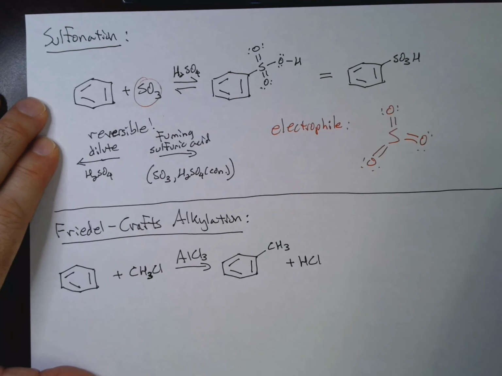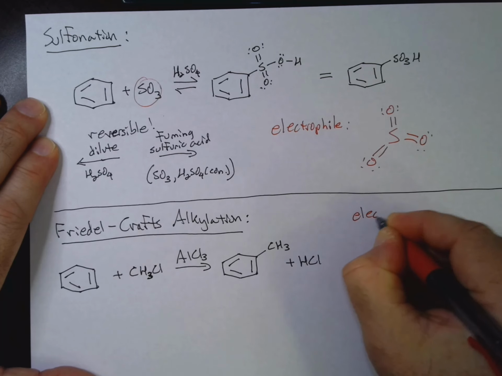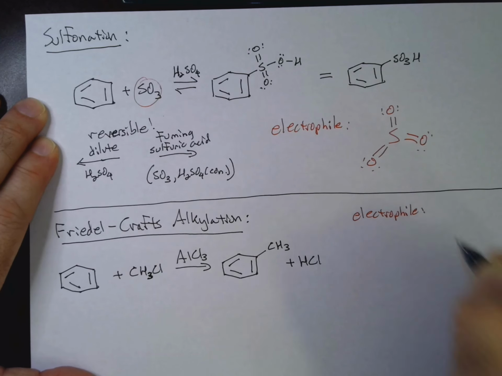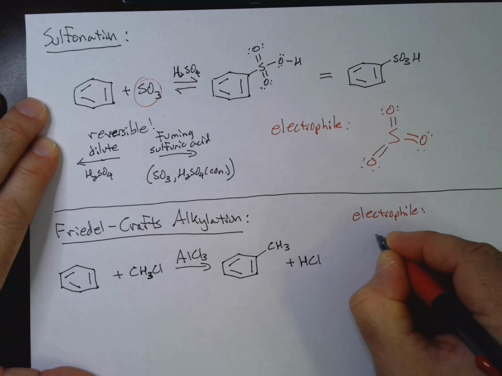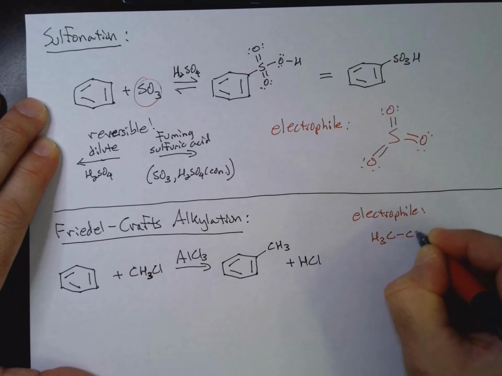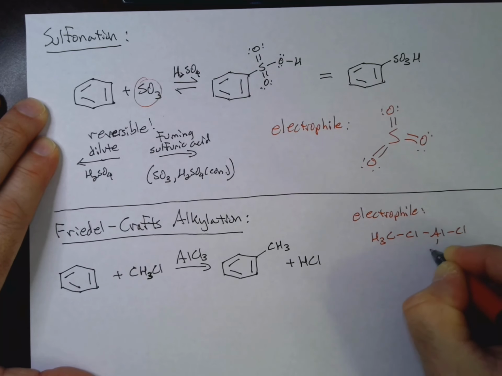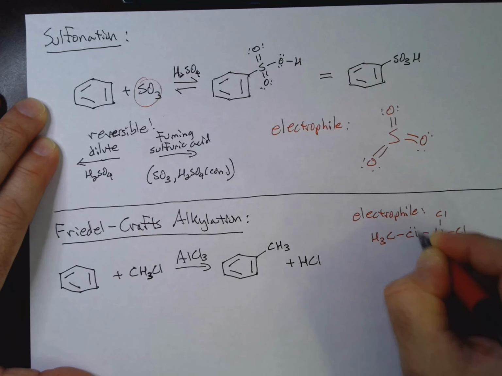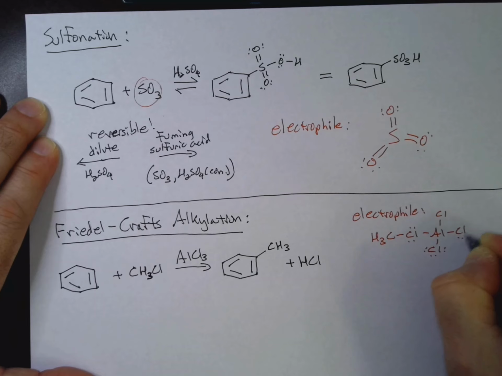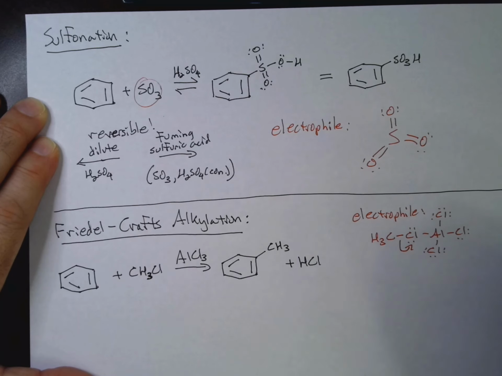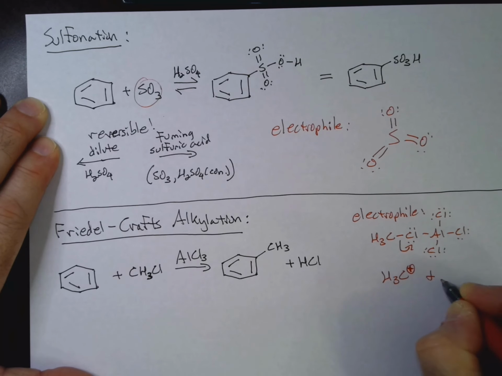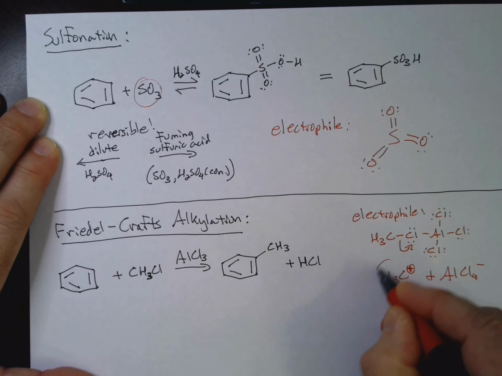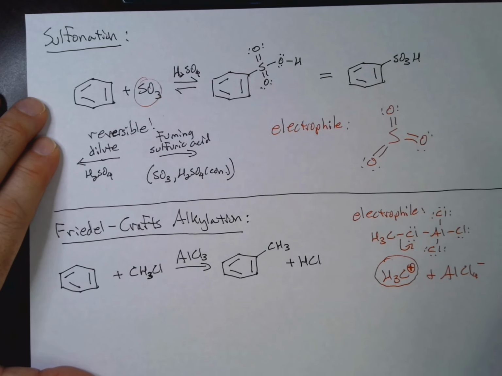And in this case, our electrophile is going to be as follows: H3C, Cl, Al, Cl, Cl, Cl. So it's kind of like we did with bromination, or chlorination for that matter. And now we can get this bond breaking there, and we get H3C plus, AlCl4 minus. So essentially this is our electrophile here.